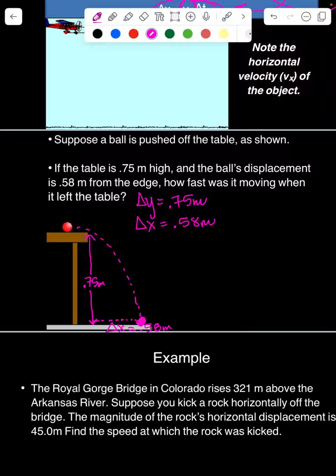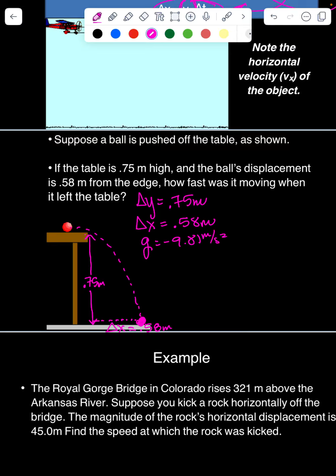Now, we know that this object has been launched horizontally, so there are two things that we can infer. The first one is because it's falling, we know that it has acceleration due to gravity.